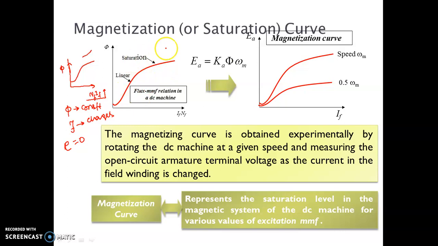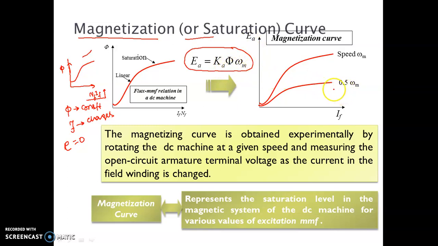So this part is also explained here. You can see the magnetization or saturation curve. I have explained this curve. EA equal to this relation, I have already derived this relation. K is the armature constant, phi is the flux, omega m is the mechanical speed of the motor. And here you see this is your field current and this is your armature induced EMF. From this relation, what will happen?